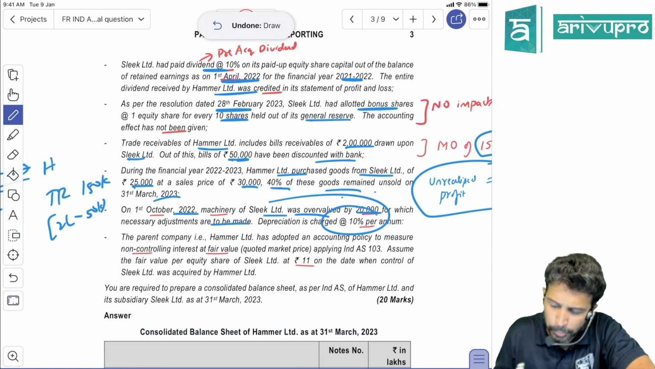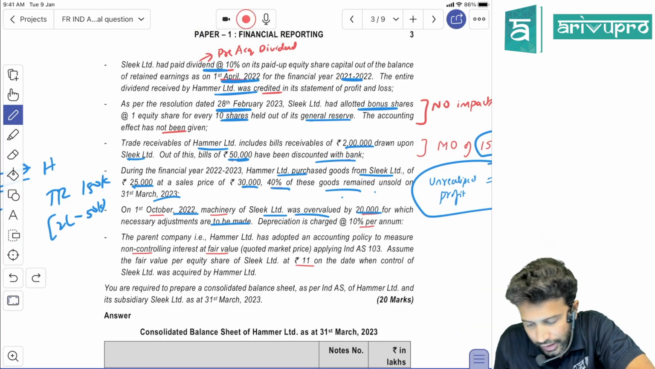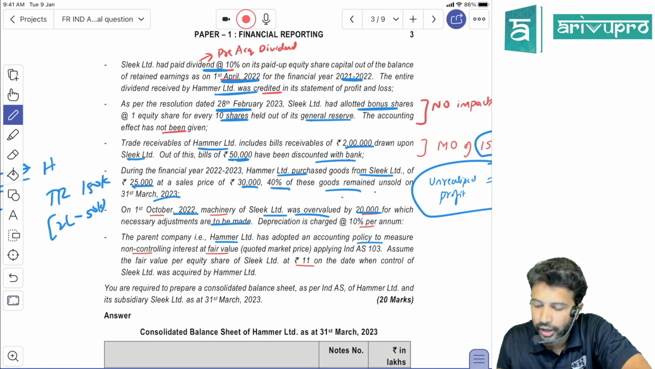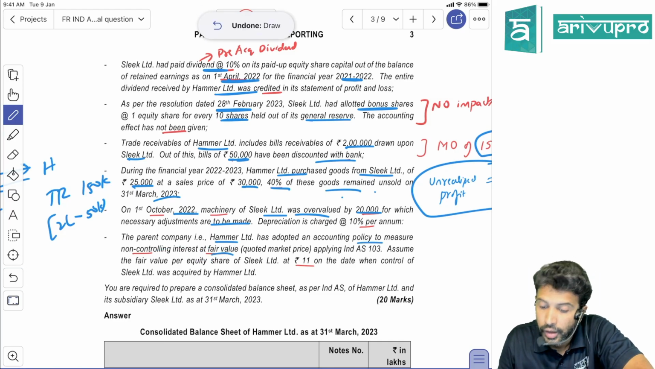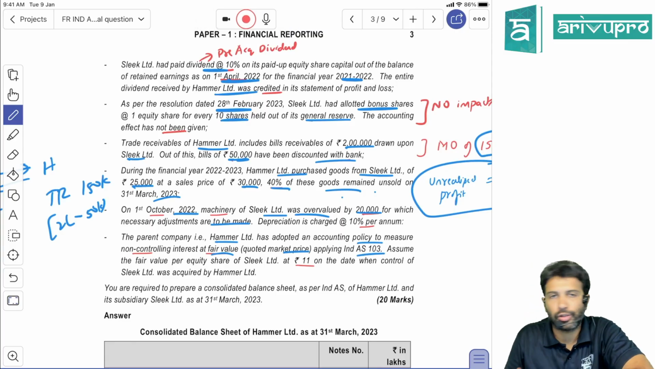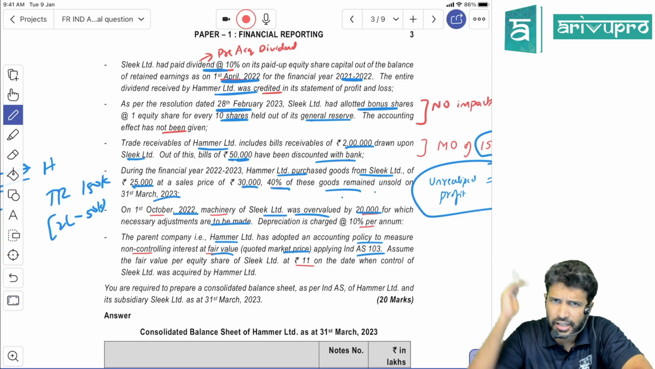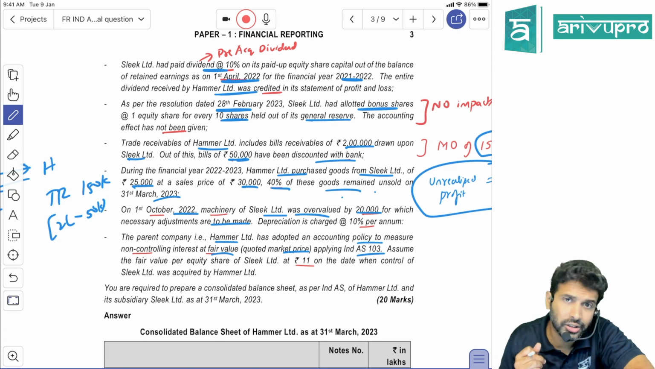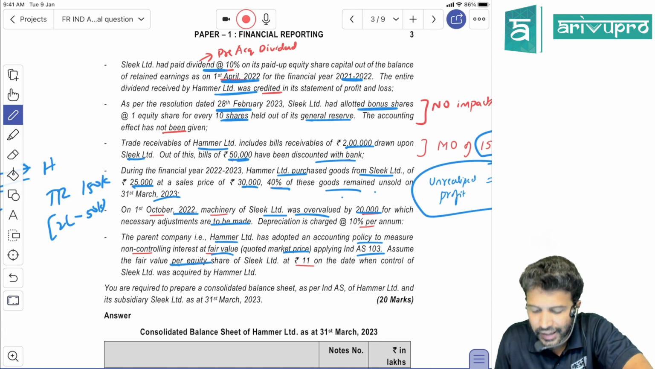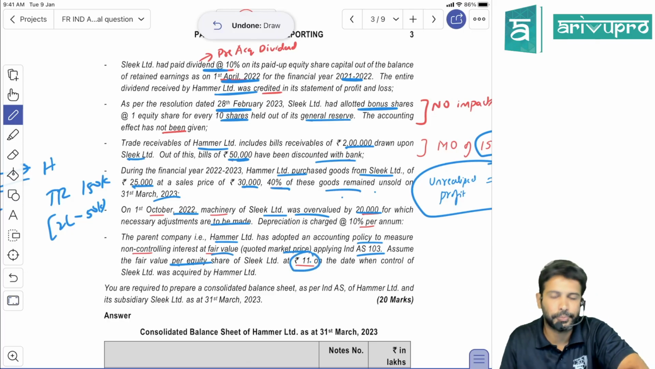I feel there is a small problem in this adjustment, but anyway, I'll tell you my viewpoint on this. The parent company Hammer has adopted an accounting policy to measure NCI at fair value, not proportionate share, fair value, quoted market price, by applying Ind AS 103. So we'll take the quoted market price to find out the fair value. NCI is a shareholder in the subsidiary company, so they're saying you have to use the quoted market price. That means we need the quoted market price of the subsidiary company on the date of control. It is given: assume the fair value per equity share of the subsidiary company on the date of control is 11 rupees.